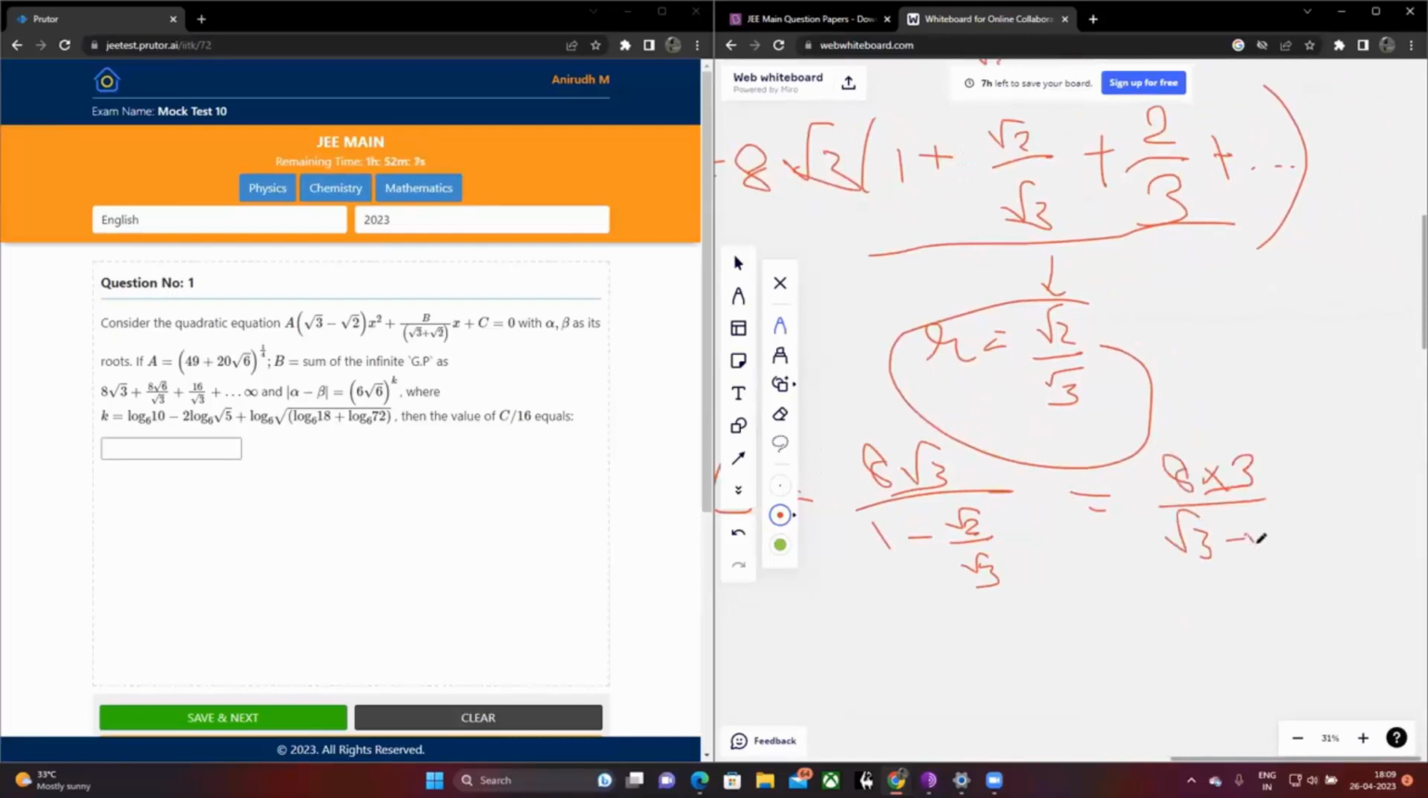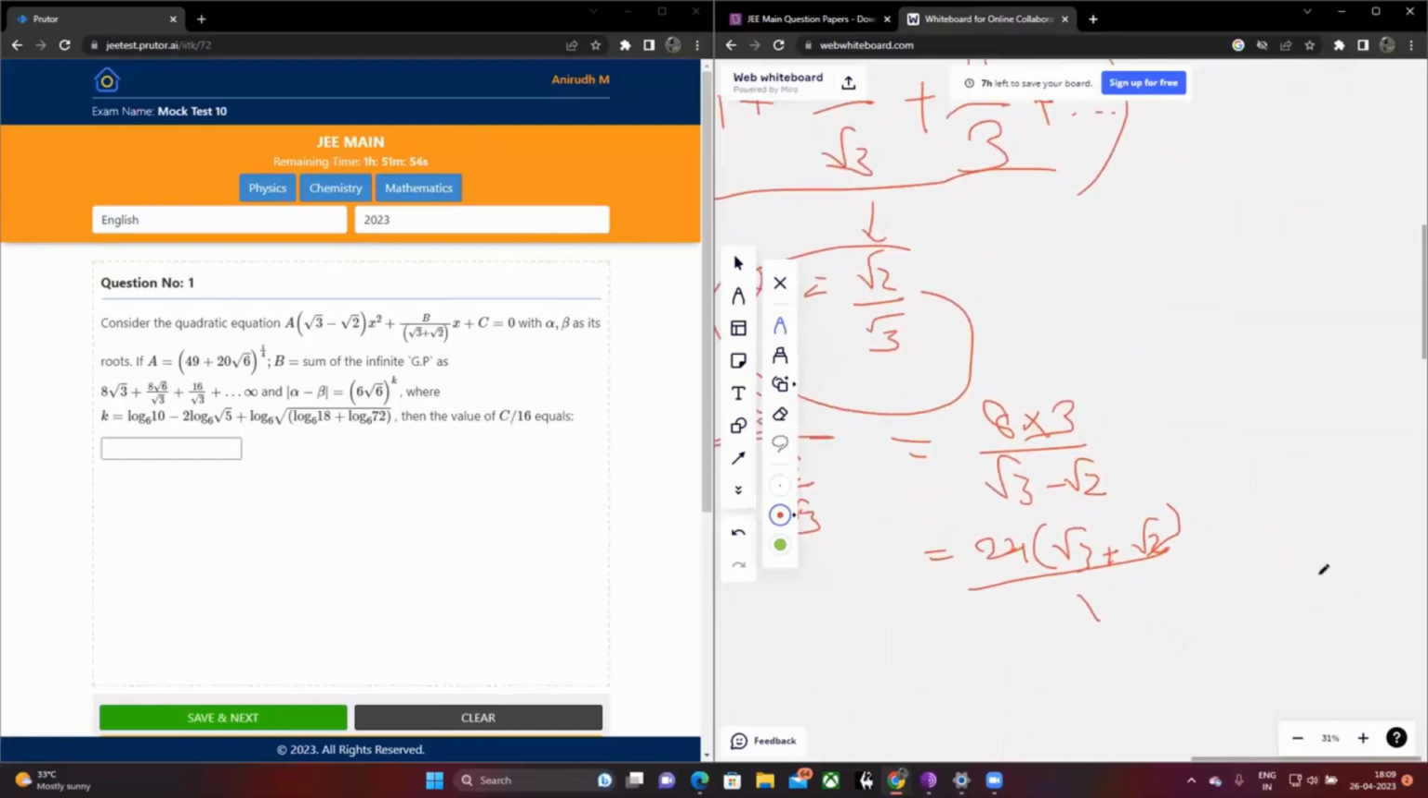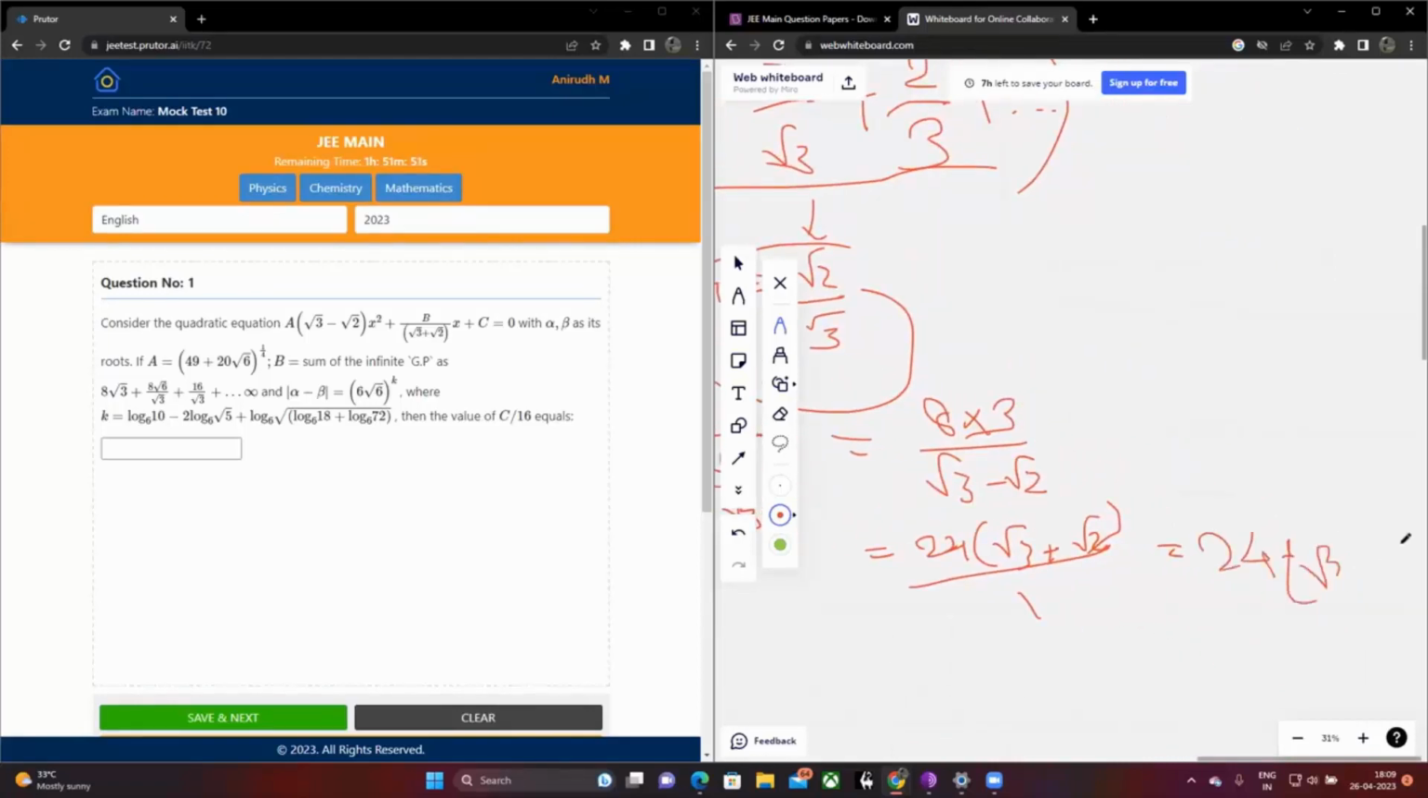which is 8 into 3 divided by root 3 minus root 2, which is basically 24 into root 3 plus root 2. I'm rationalizing the third here, divided by 1, where root 3 minus root 2 into root 3 plus root 2 gives 3 minus 2, that is 1, right? Which is 24 times root 3 plus root 2, right? So we have gotten the value of B, right? And here we can see that the second coefficient b is basically this capital B divided by root 3 plus root 2, which is 24, right?